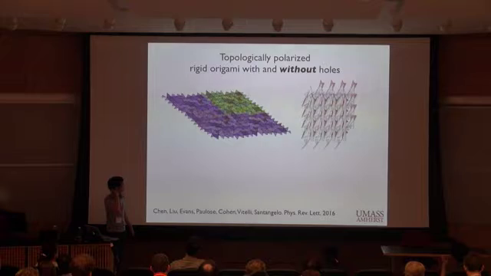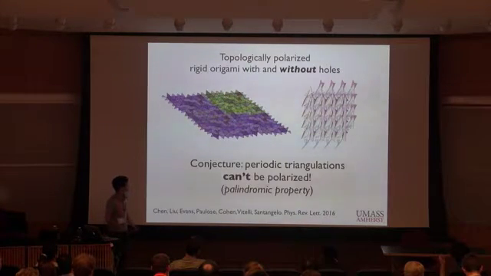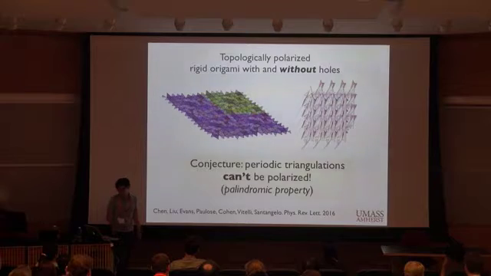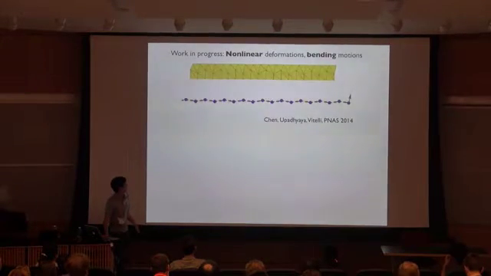Something interesting happens if we go back to origami structures that don't have holes. As much as we tried looking at random structures of all different sorts, all different crease patterns, we could not find any that could be polarized. And we don't really understand this at all. So I've run out of time.